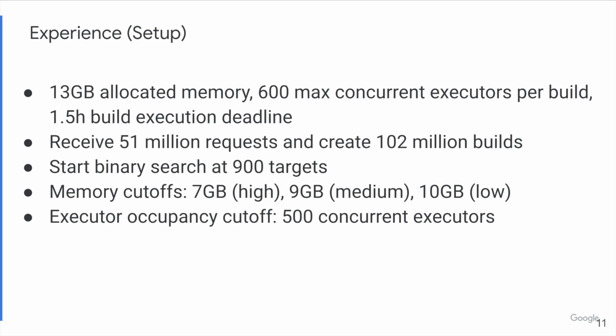We start our binary search at 900 targets. We set our memory cutoff to 7 GB for high priority builds, 9 GB for medium priority builds, and 10 GB for low priority builds. We set a smaller memory cutoff for high priority builds because humans are waiting for those builds, and it's very expensive for a high priority build to run out of memory, and we have to retry. We set our executor occupancy cutoff to 500.